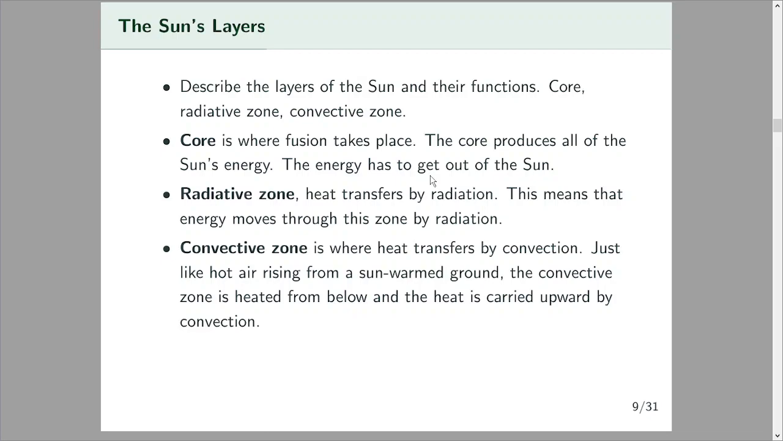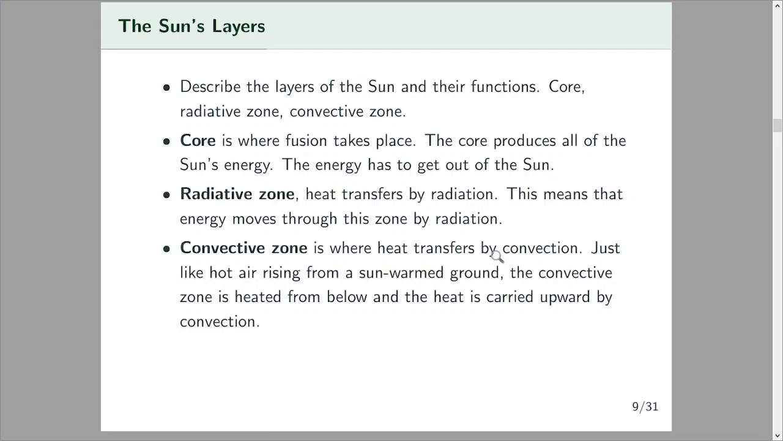The energy has to get out of the sun, though, and the energy is created in the form of radiation in the core. It has to work its way out. And so it leaves and it goes through the radiative zone. And that's the region that we would call the mantle if it was a planet. So energy moves through the radiative zone by radiation. The heat has to get out somehow. And finally, the outer layer is the convective zone. And we've already talked a little bit about how convection works.